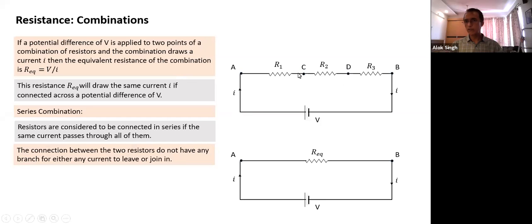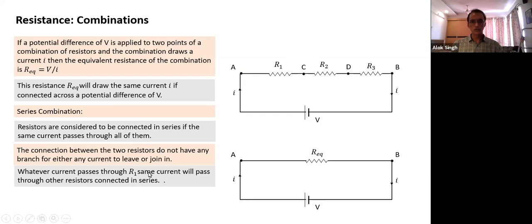If the junction between R1 and R2 does not have any branch, it means there's no scope for any current to leave in between, or any current to join in between. If no current is joining or leaving in between, what does it mean? The current in R1 and R2 are the same. So if the connection between two resistors does not have any branch for any current to leave or join, then it's called a series connection. I hope this is easily understood. So if it's a series connection, whatever current passes through R1, the same current passes through all resistors.